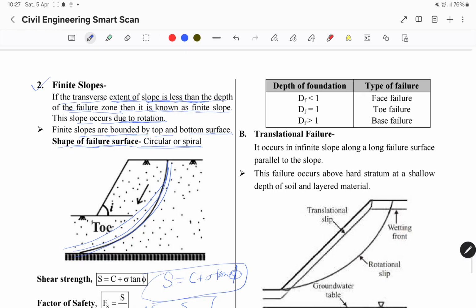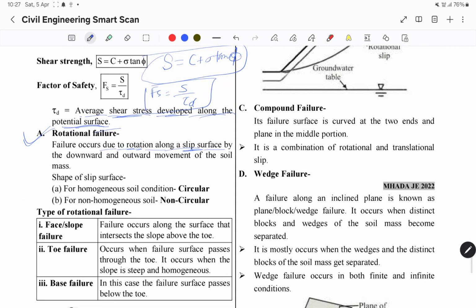Slope failure occurs due to rotation when the extent is less than the depth of the failure zone. Failure occurs due to the rotation along a slip surface by the downward and outward movement of soil mass. Shape of slip surface for homogeneous soil conditions is circular, for non-homogeneous soil non-circular.